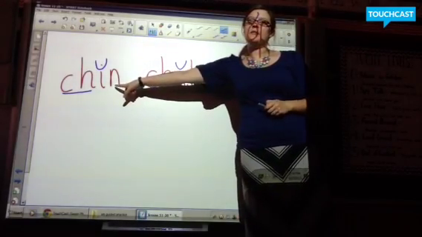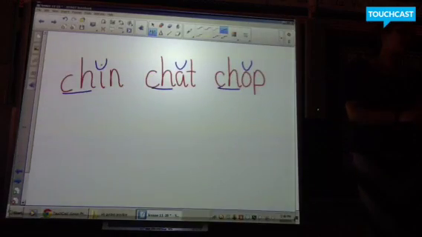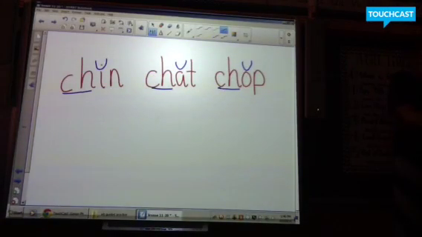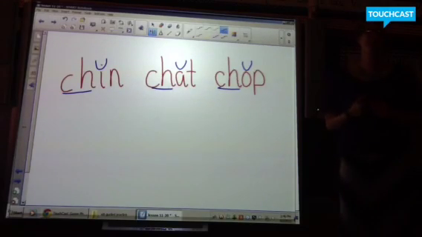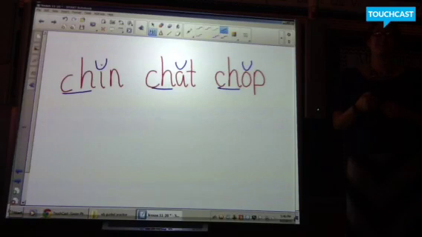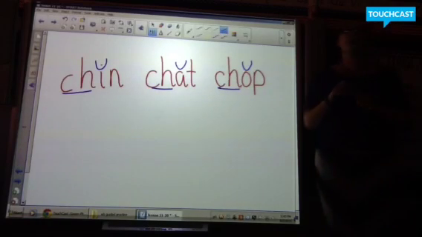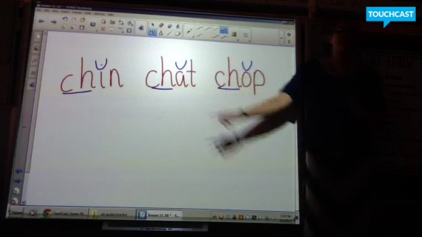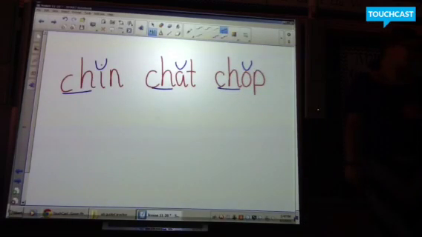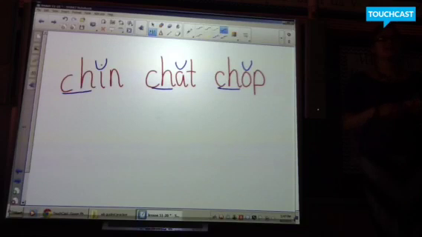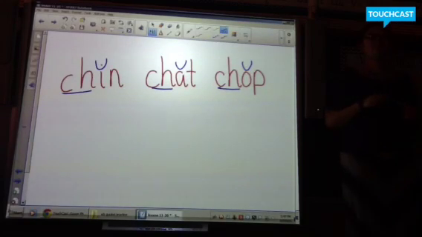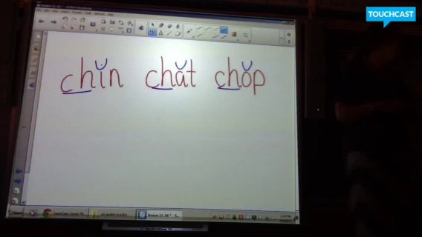Tate, can you read that word for me? Chin. Can you use it in a sentence? I have a chin on my body. Good, I would be really sad if you didn't have a chin on your body. Maya, can you read this word for me? Chat. Can you use it in a sentence? I chat to my friends. You chat to your friends. All right, Rule, what about this one? Chop. And what sentence can you make? I'm chopping carrots. Good.